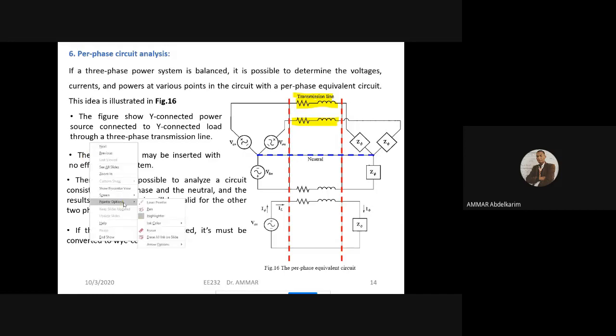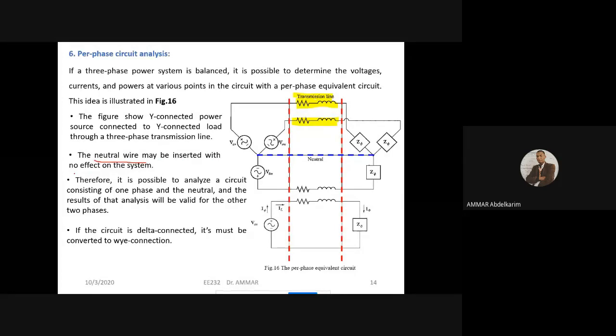So, in this system, the neutral wire may be inserted with no effect on the system. So if the neutral wire is not there, we are going to add it. Okay, we add the wire. Then it is possible to analyze a circuit consisting of one phase and the neutral. So at the beginning we have a three-phase system, Y-connected source with Y-connected load. So the first step, we add the neutral. Okay, then we try to analyze.